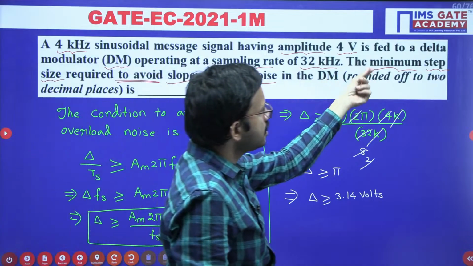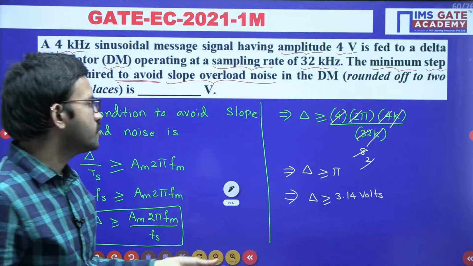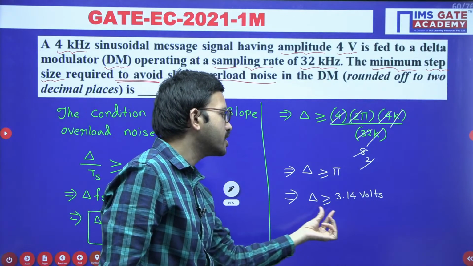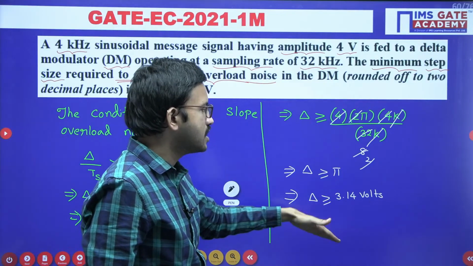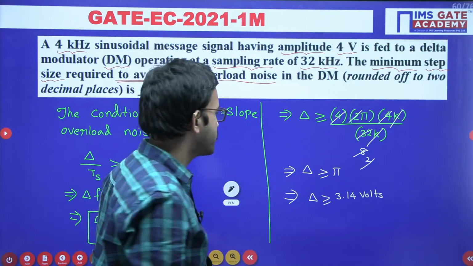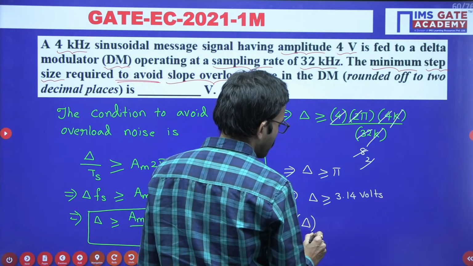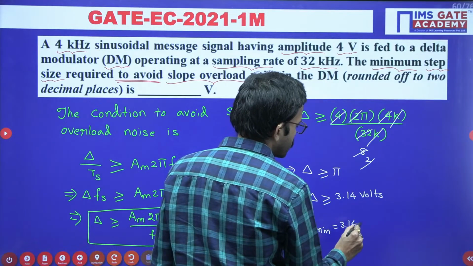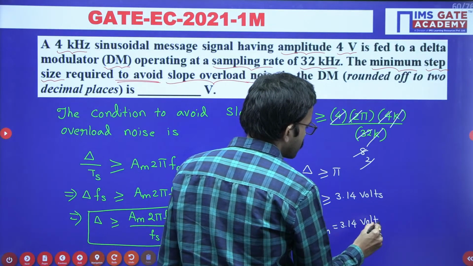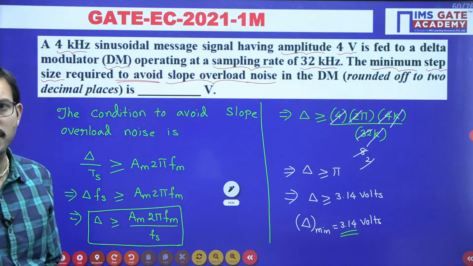Now they are asking the minimum step size in order to avoid the slope overload noise. So that means when you consider equality, that time you are going to get minimum, right? When you are considering greater than, that time you are getting all the higher values, right? So delta minimum, step size minimum, is equal to 3.14 volts. So the answer for this question is 3.14. I hope it is clear, right?